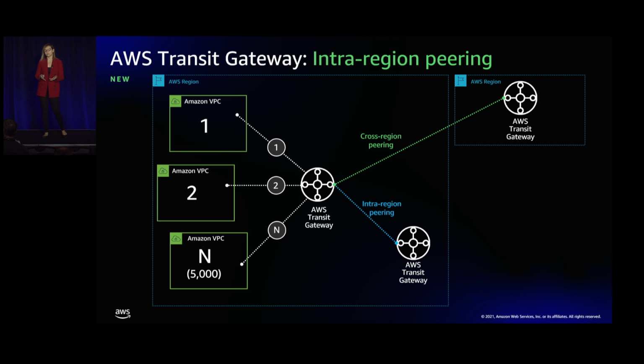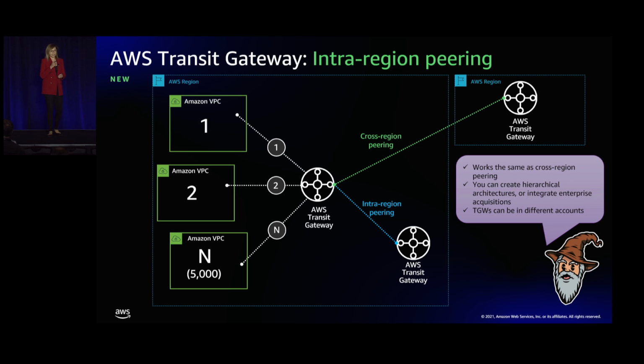And you would ask yourself, why do I need that? Well, besides the fact that it works the same, so no special configuration is needed, it allows you to create hierarchical architectures and to integrate acquisitions. These are the two big use cases for intra-region peering that we've seen our customers want.